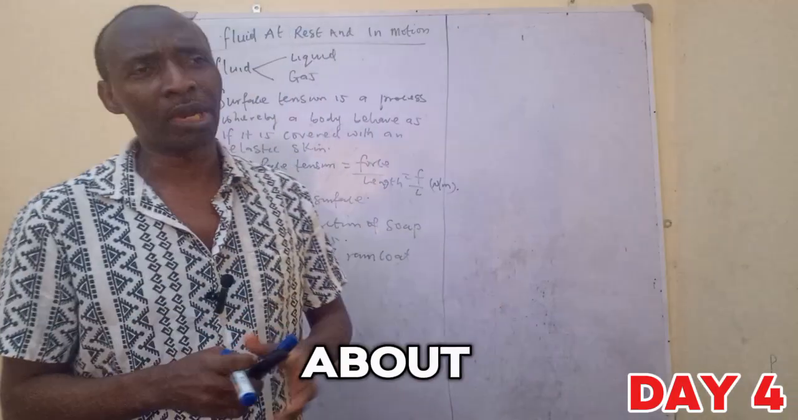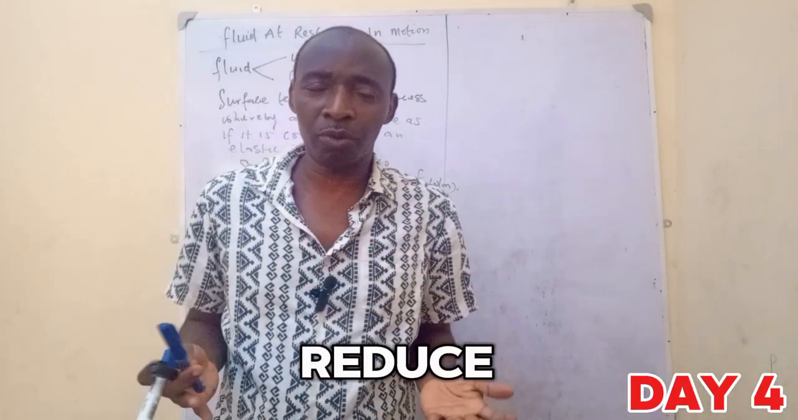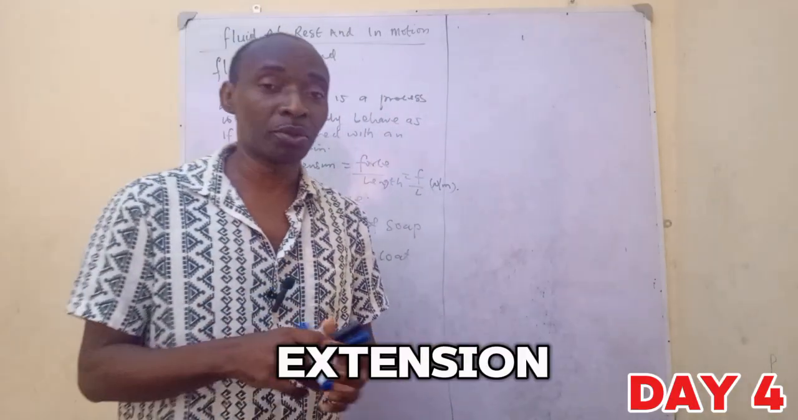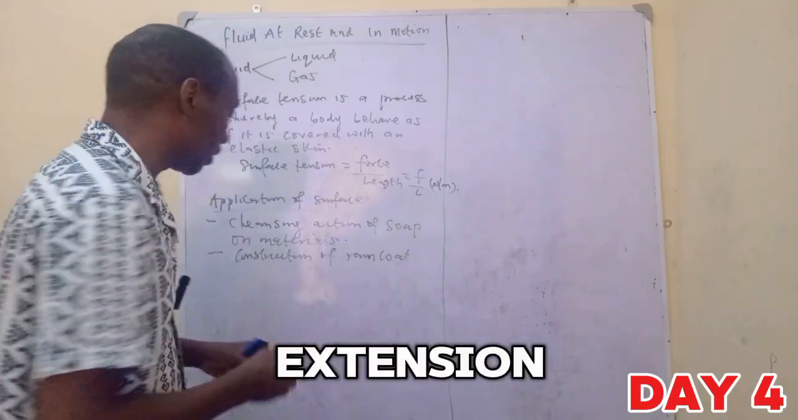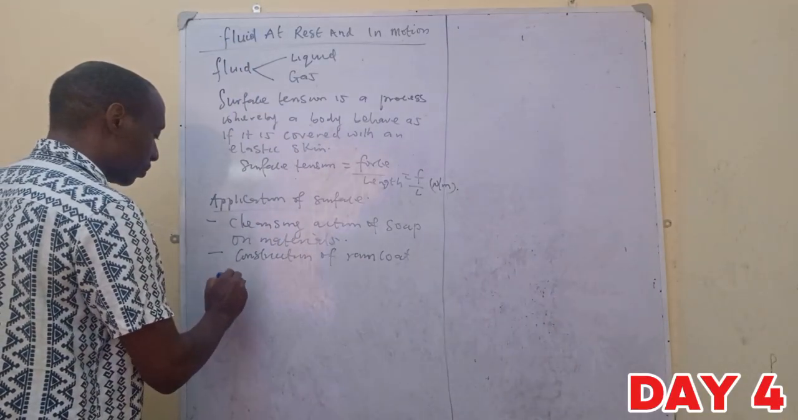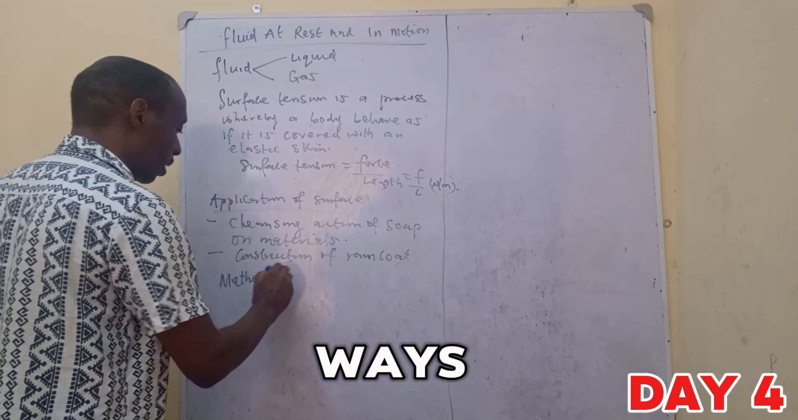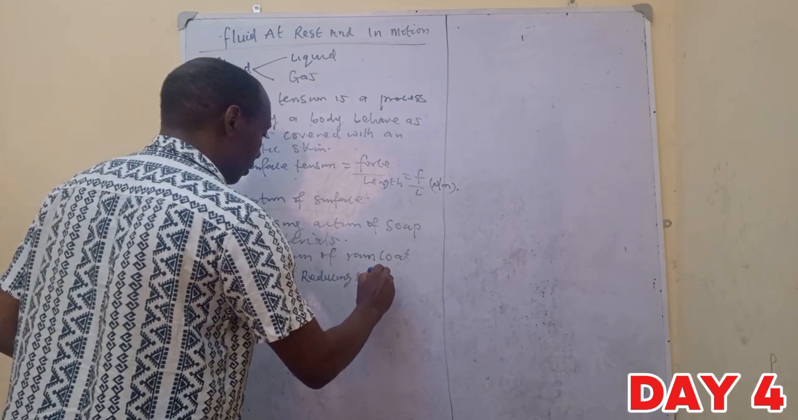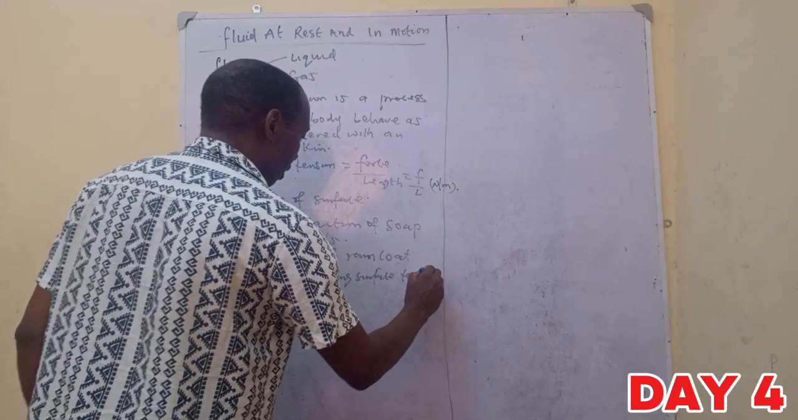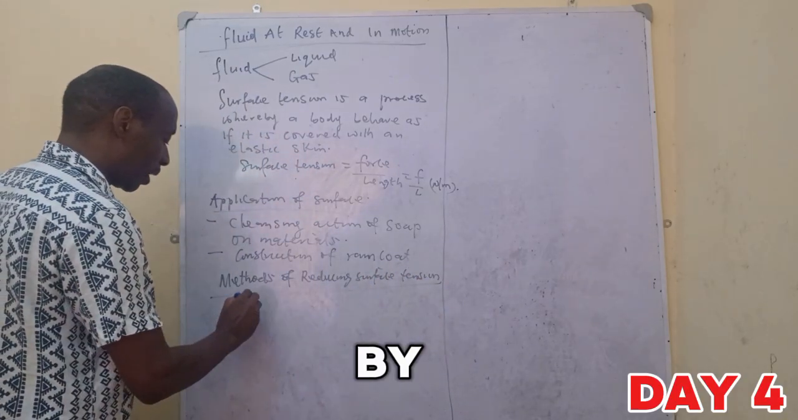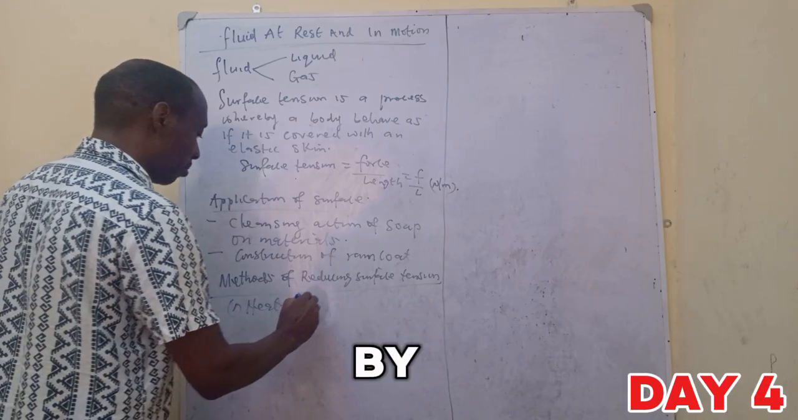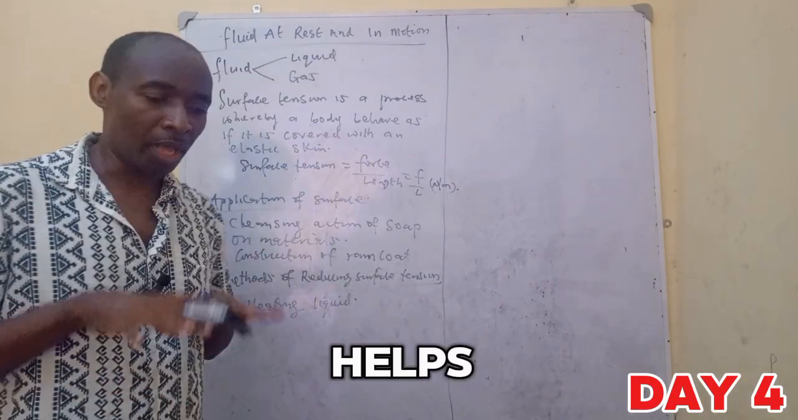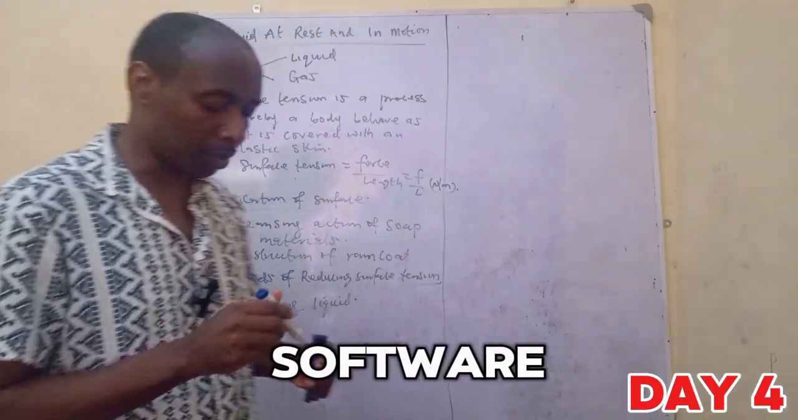This surface tension we are talking about, can we reduce it? Surface tension can be reduced. What methods do we use? One, by heating the liquid. When you heat the liquid, it helps to reduce the surface tension.